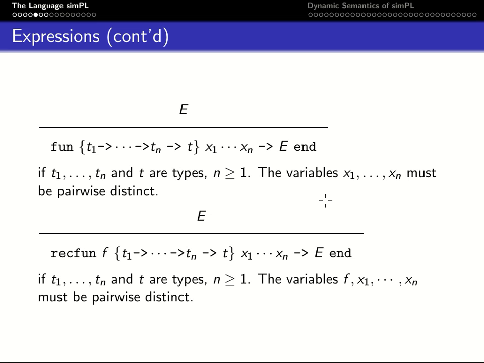And similarly, we can define recursive functions. We're going to just do a trick here. We want to use the keyword rec_fun, and we're going to add a variable which here appears as f. Now inside E, we expect all the x1 up to xn to appear, and also we expect the variable f to appear.